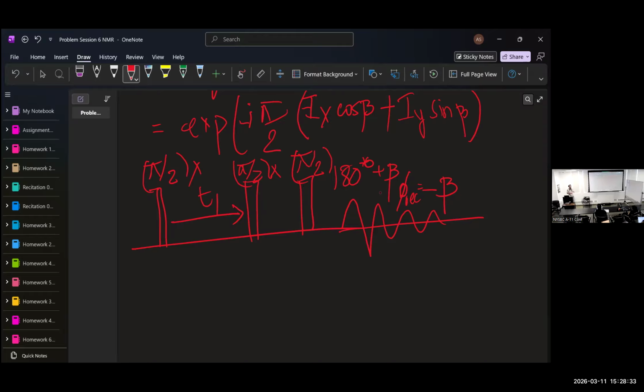Now you know what the four values of beta are, right? 0, pi over 2, pi, 3 pi over 2. For those four values of beta, you can calculate what the phases of this pulse should be. And then in each step, you can calculate what the receiver phase should be. And that then becomes a 4-step phase cycle for a double quantum filter COSY.